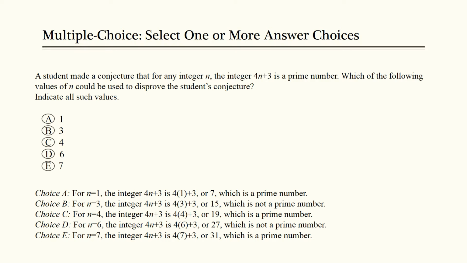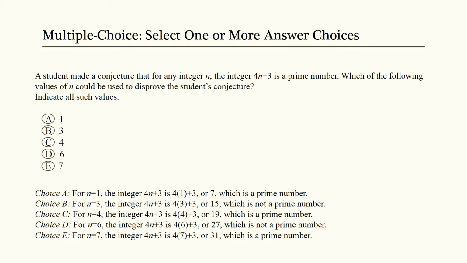So what is a prime number? As you know, a prime number is an integer greater than 1 that has no positive divisors other than 1 and itself. So any answer choice for which the integer 4n plus 3 is not a prime number could be used to disprove the student's conjecture. So to answer, you determine for each of the answer choices whether the integer 4n plus 3 is a prime number or not. This is one of those questions where you use the answer choices to select the correct answers.